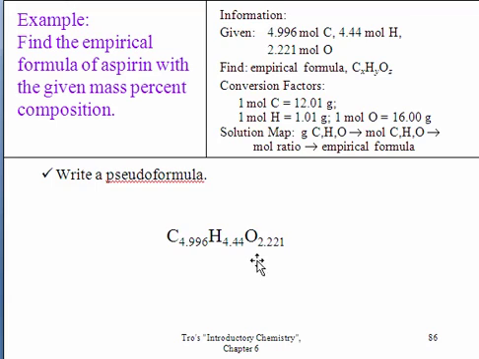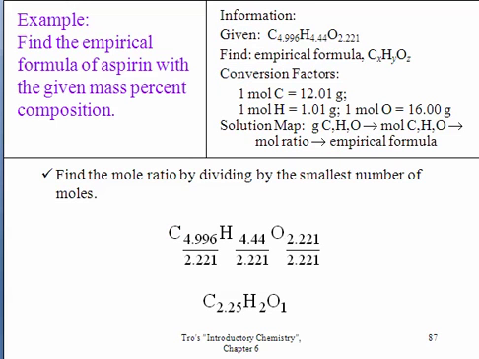Then the next step is to identify the smallest value, which would be this one, and divide it into all the other values, including itself. So when we divide this into itself, we're going to get 1. That's going to be the new subscript. So here we are dividing this value into all the other values, and this is the answer that we get. C 2.25, H2, and O1.